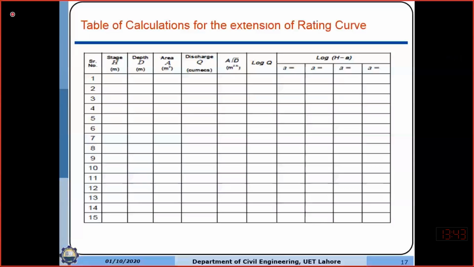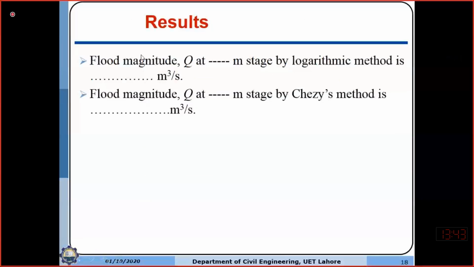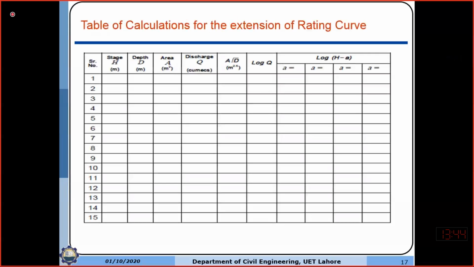Eventually you have to write here the results, that flood magnitude q at 4.4 meter stage by logarithmic method is this much. So this is how using logarithmic method you will find out that flood discharge or discharge at the extended stage of 4.4 meter by extending the rating curve.